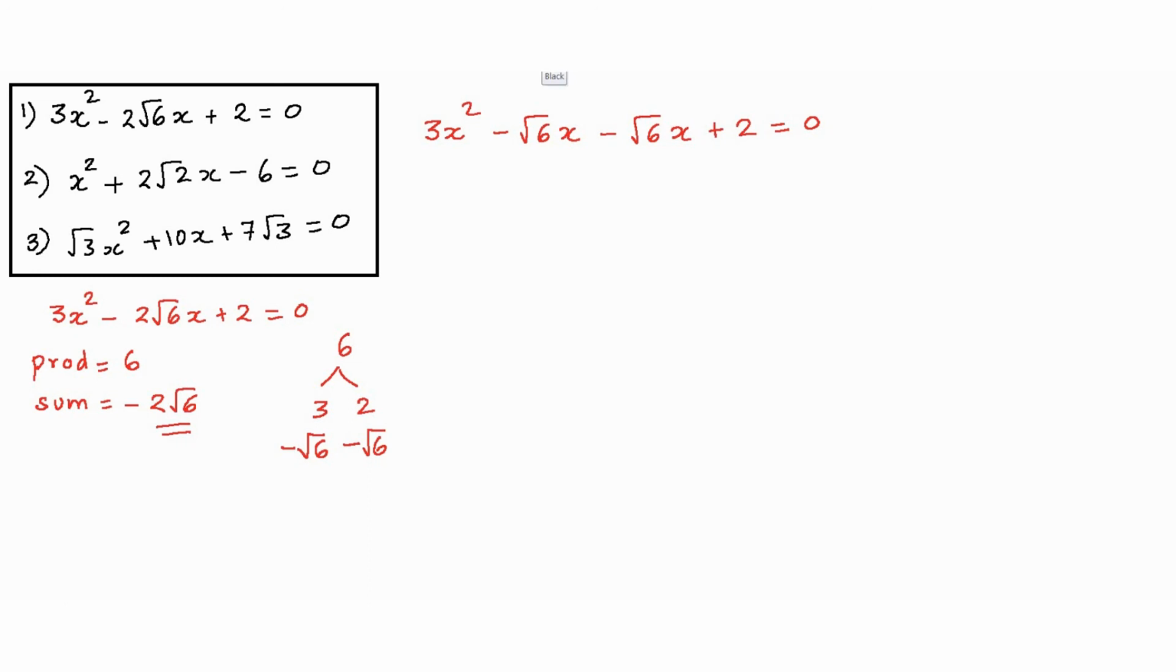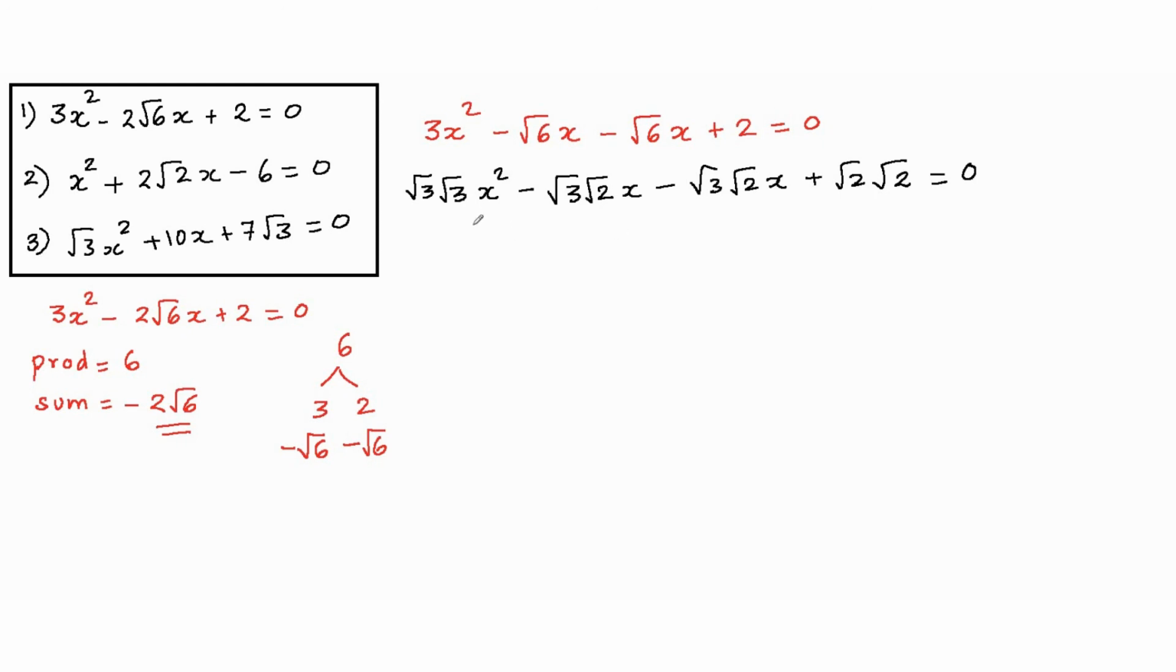Now let's see what is common. Okay, now be careful here. See, this 3 can be written as root 3 multiplied by root 3. Then I have x square; minus root 6x can be written as root 3 multiplied by root 2 times x. Why am I doing all this? Because I am trying to see which factors are common to these terms. Minus root 6x can be written as root 3 multiplied by root 2 x, and 2 can be written as root 2 multiplied by root 2, equal to 0, right?